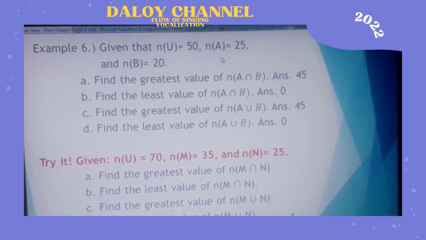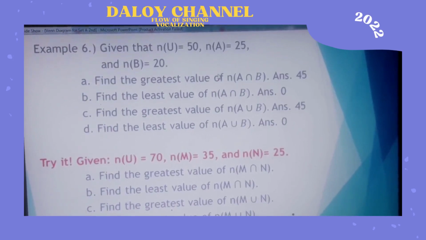Now, as you notice, based on the formula, the cardinality of the intersection between A and B is always equal to the sum of the cardinality of A, which is 25, added to the cardinality of B, which is 20, minus the cardinality of the union between A and B.